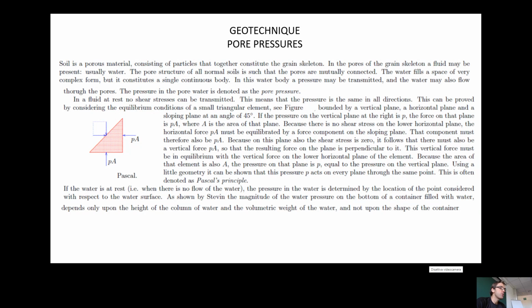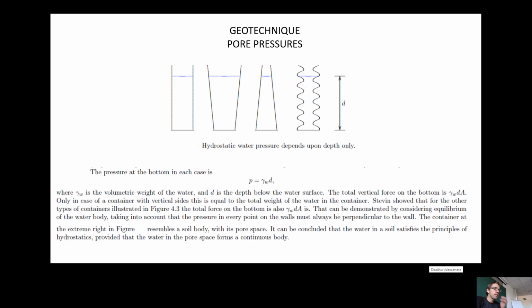If the water is at rest, the pressure in the water is determined by the location of the point considered with respect to the water surface. As shown by Stevin, the magnitude of the water pressure on the bottom of a container filled with water depends on the height of the column of water and the volumetric weight of the water, but not on the shape of the container. This is another important characteristic of physics. And the pressure at the bottom is P equal to gamma_w times D, where gamma_w is, as we saw yesterday, the volumetric weight of the water, and D is the depth below the water level.